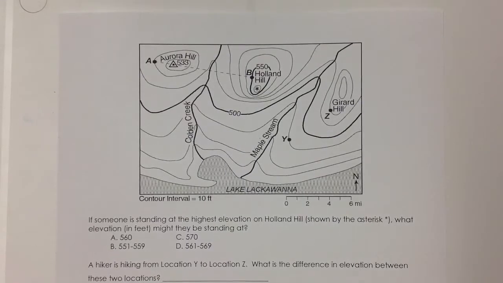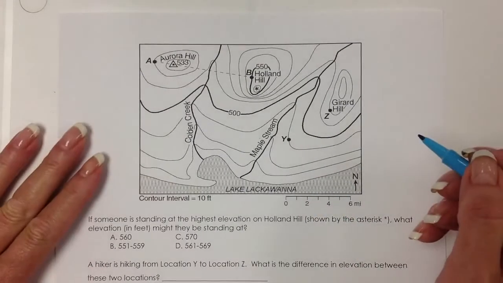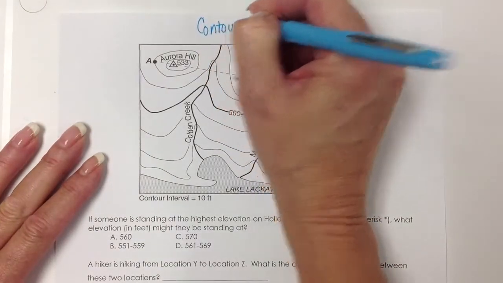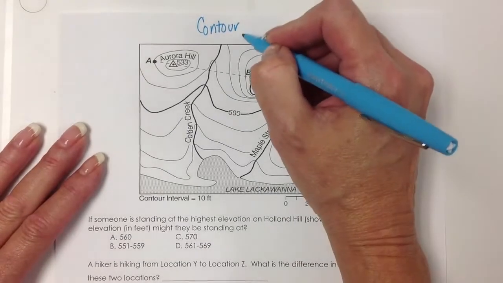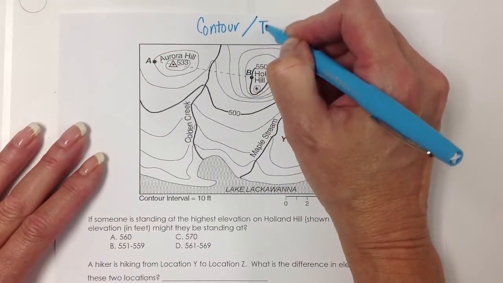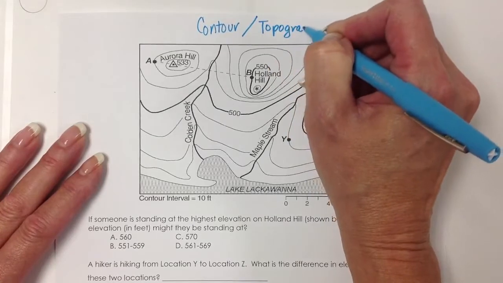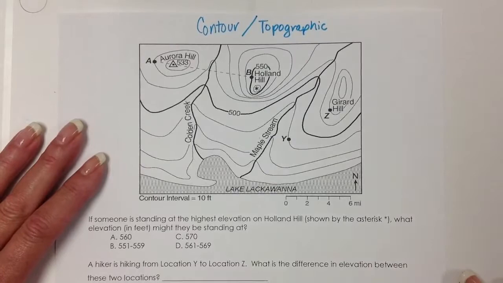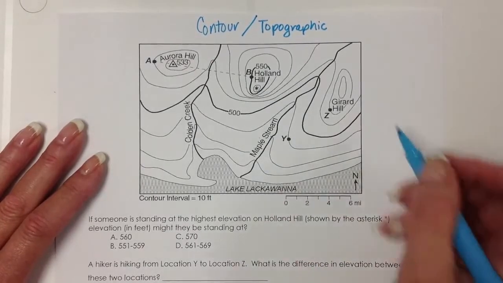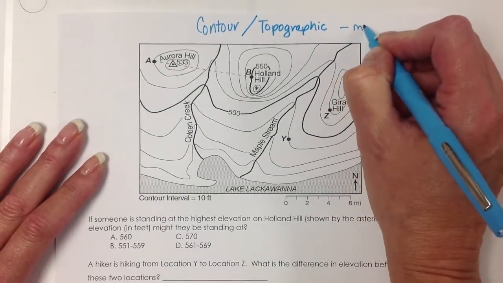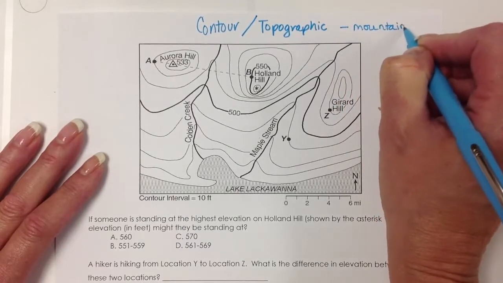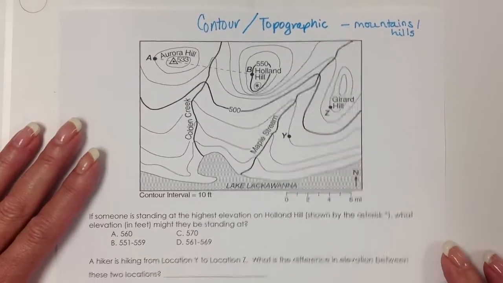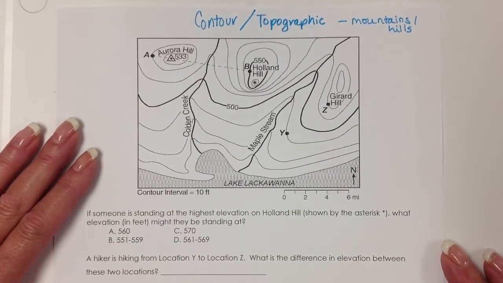Alright, we're going to quickly review how to read a contour map. Some of you have been expressing some difficulties with that, so I would like to go over it with you. They are also called topographic maps. So they're actually showing changes in elevation or height, so they're showing mountains or hills. And just by looking over it, we can gather some information.